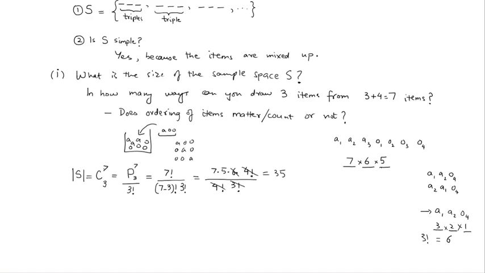And so all I need to do here is divide the number of permutations by 3 factorial, which is 6, and I get 35, right? Which is exactly what happened with the combinations formula on the left, right? So that's just a way of elaborating on how you can compute the size of the sample spaces.